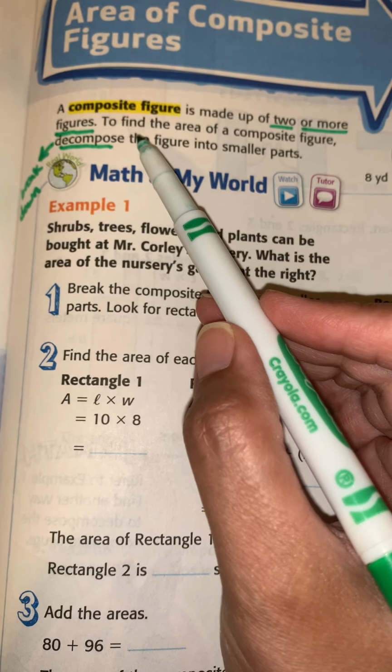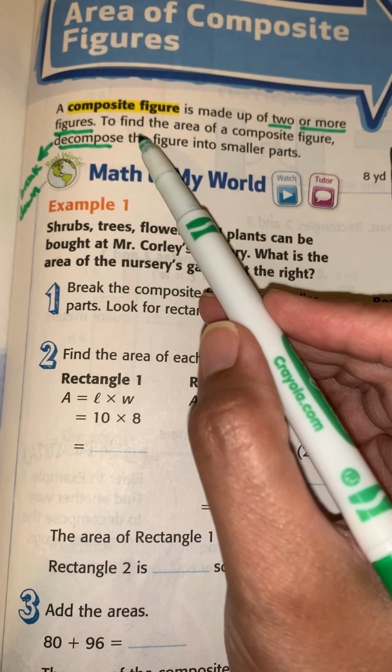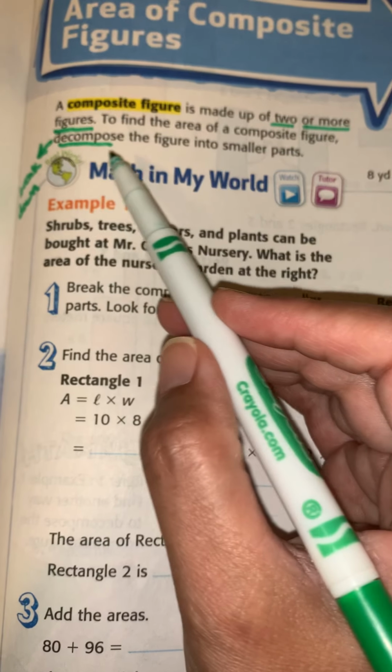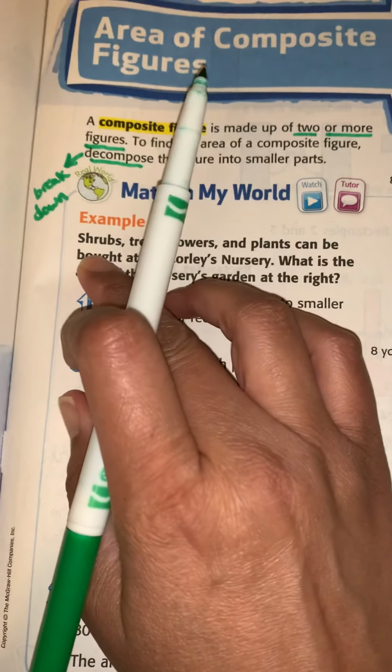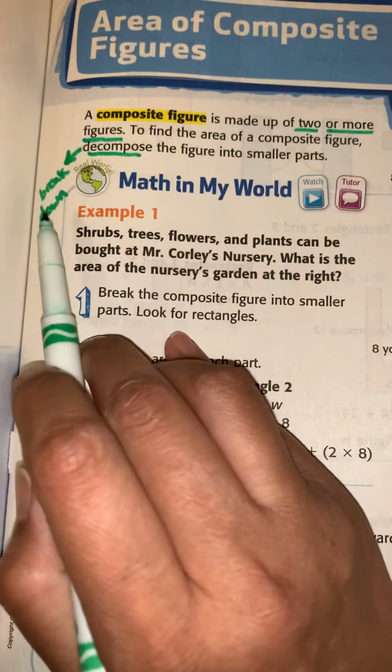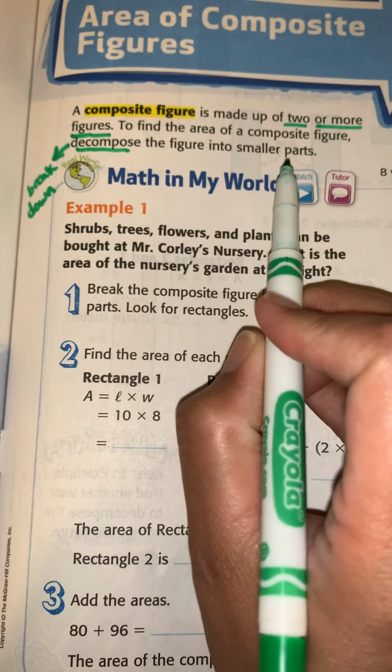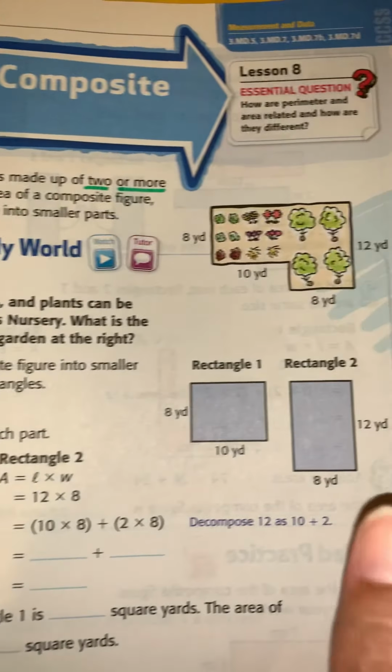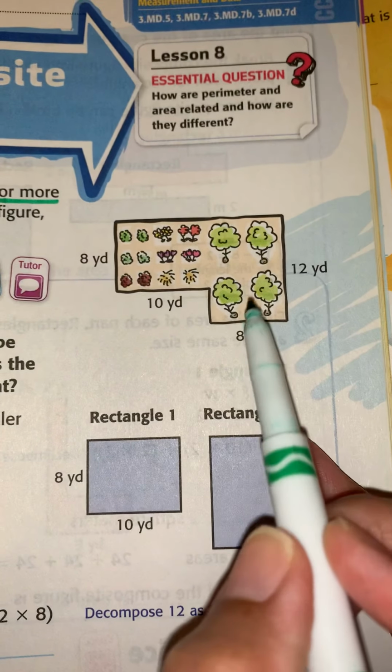In order for you to calculate the area of a composite figure, you would have to decompose, which means break down. It's written here on the side. Break down the figures into smaller parts. I'm going to show you what a composite figure looks like. This is what a composite figure looks like.